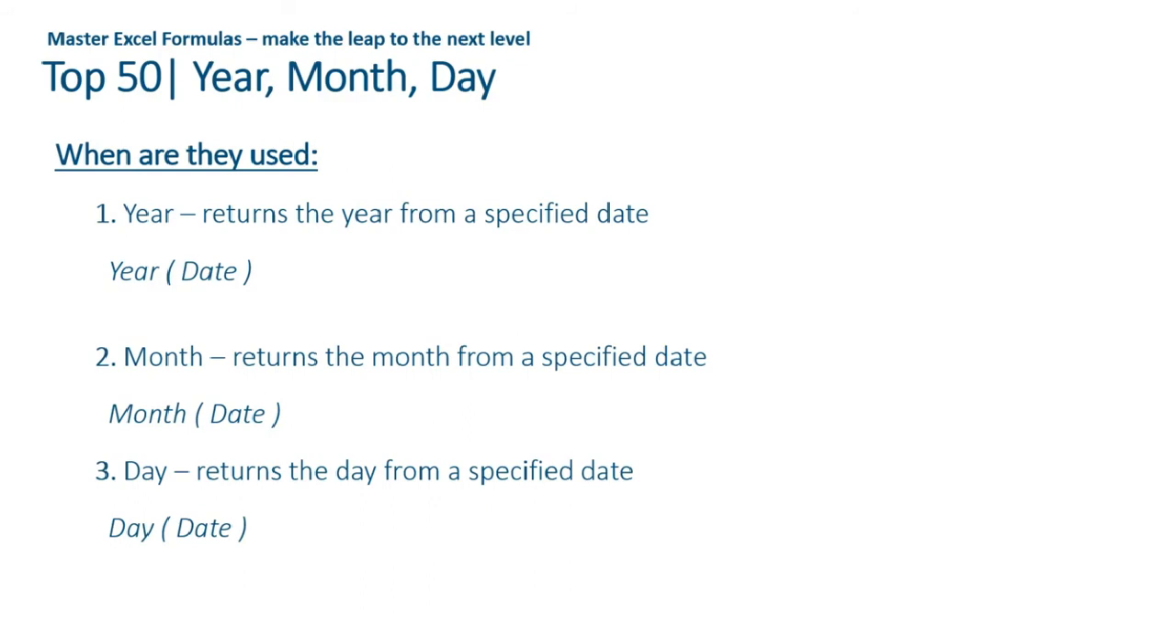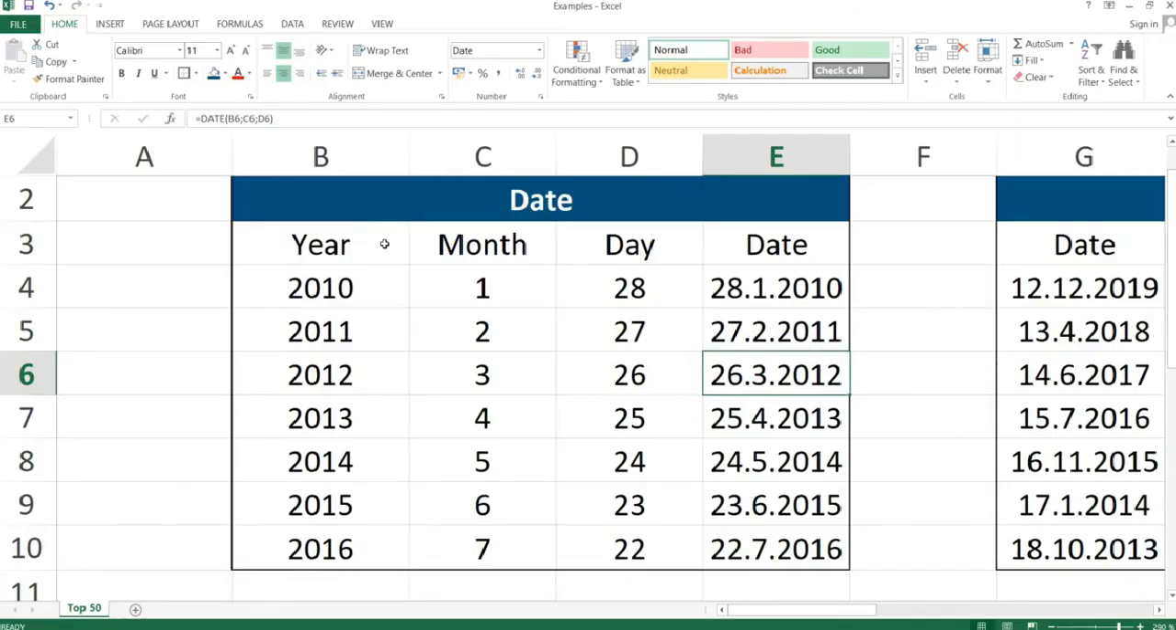The next set of formulas: year, month and day. So this is basically a little bit the opposite of the date formula. Now the year will return the year from a specified date, the month will return the month, and the day will return the day. The structure is basically the same. So let me show you what I mean by that.